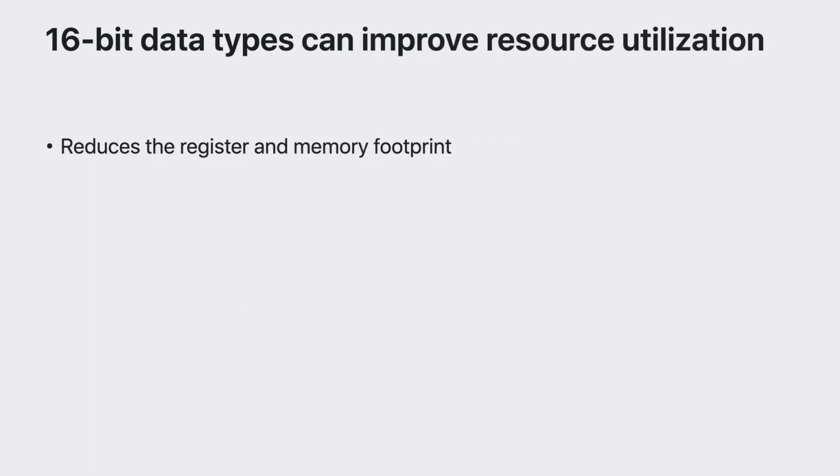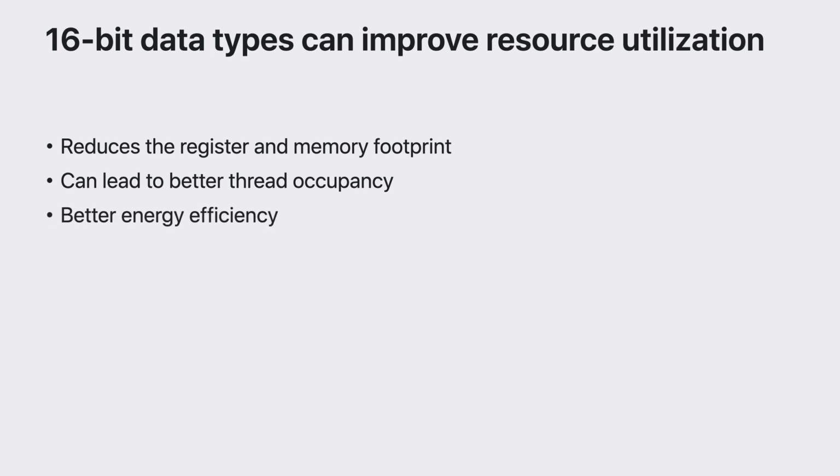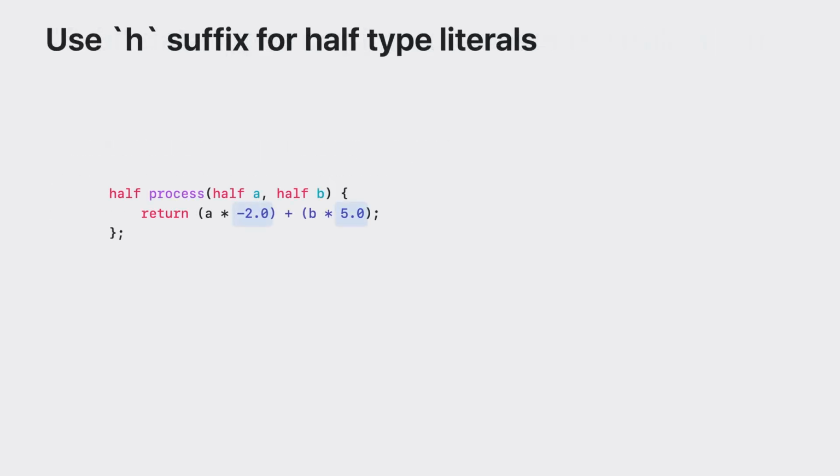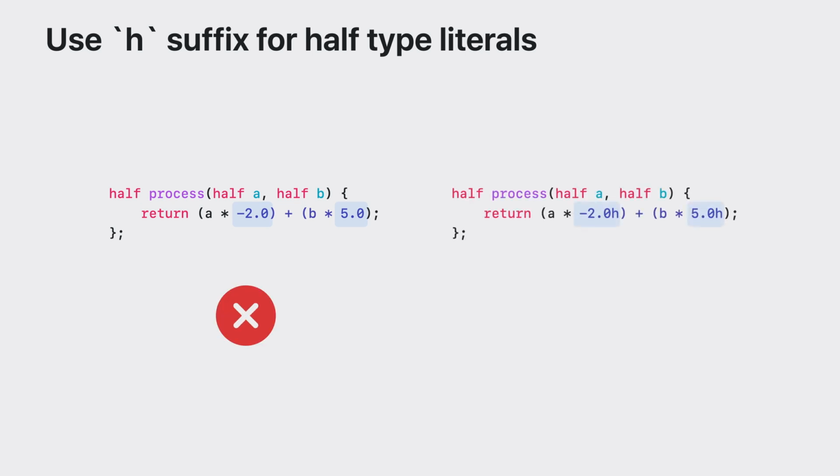Using 16-bit data types rather than 32-bit data types results in shader using fewer registers. If that data is stored in memory, it can also help reduce the memory footprint and improve bandwidth. As a result, it can lead to better thread occupancy. Using 16-bit data types also improves the energy efficiency. When writing expressions that are meant to be evaluated at half precision, be sure to use h suffix on any literals. Otherwise, the entire expression will be evaluated at a float precision, and that will lose the benefits of using smaller types.